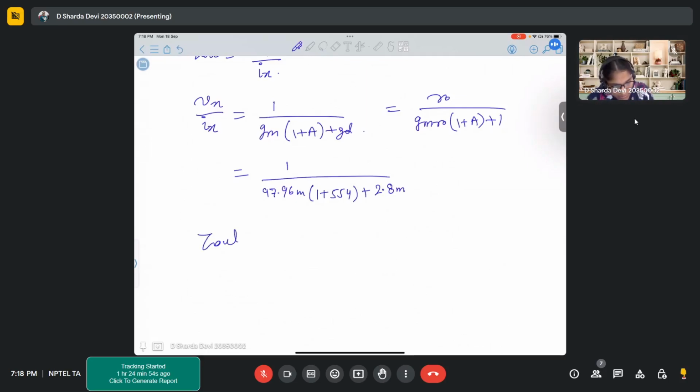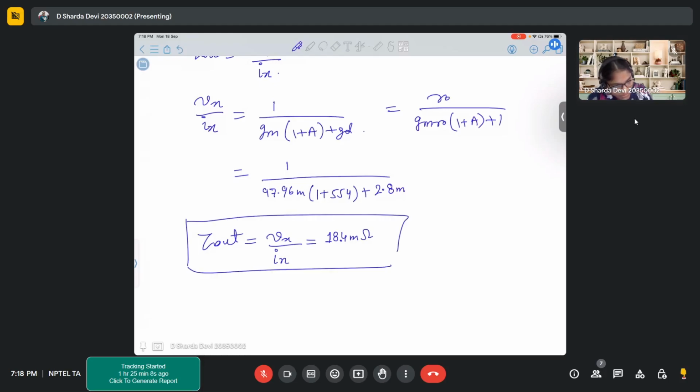So Z out, that is Vx upon Is, is 184. No, 18.4. Yes, 18.4 milli. So this is the value that we get. It is 18.4 milli.